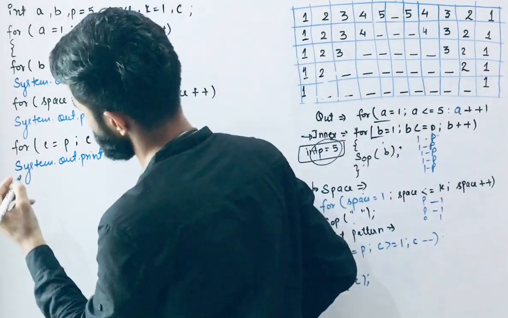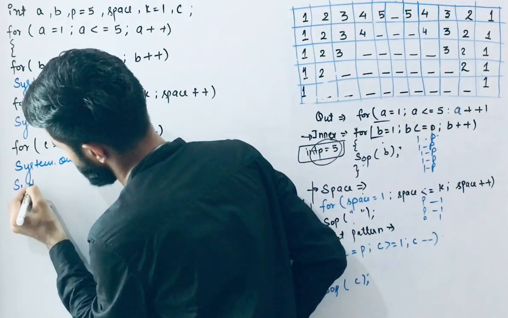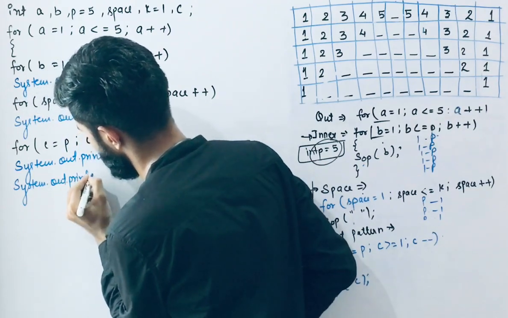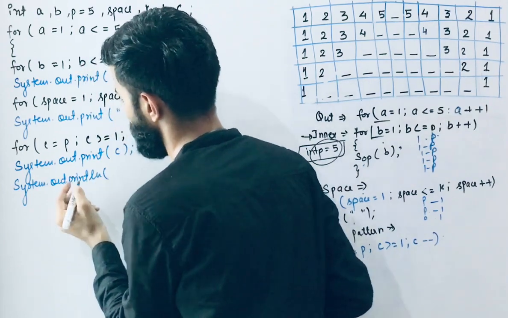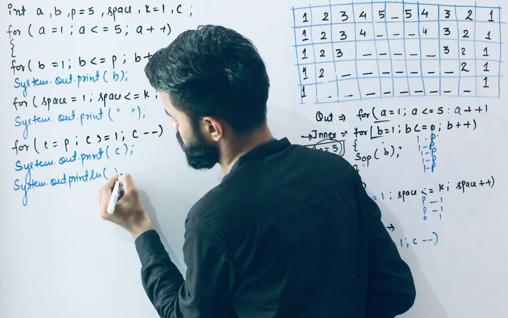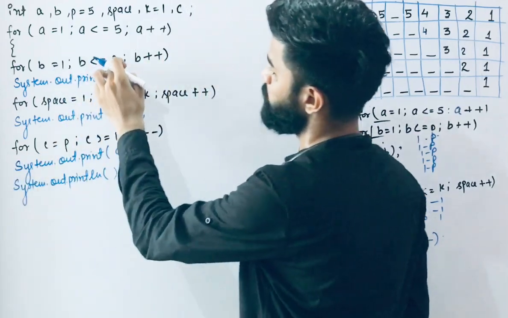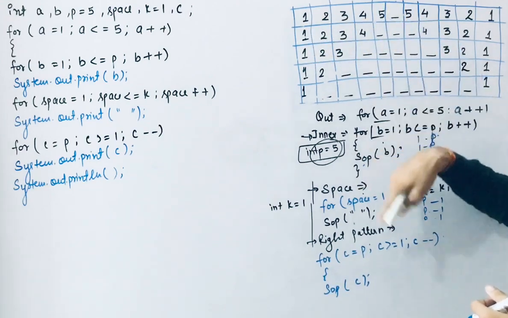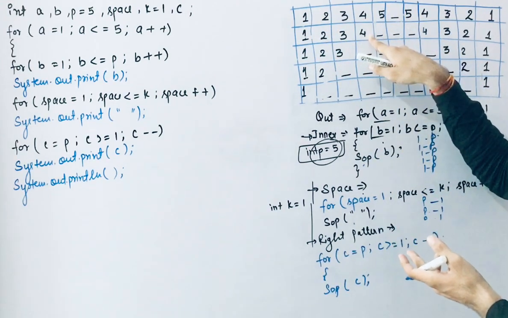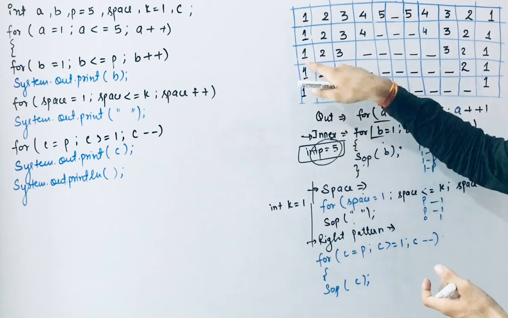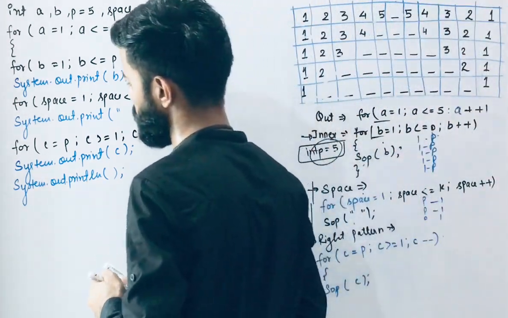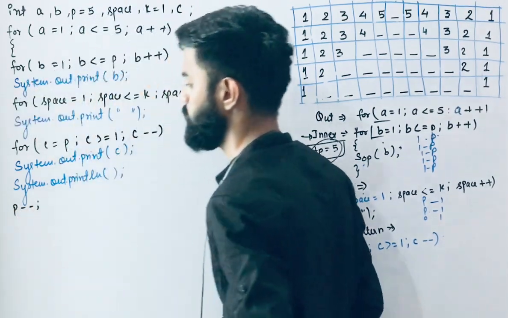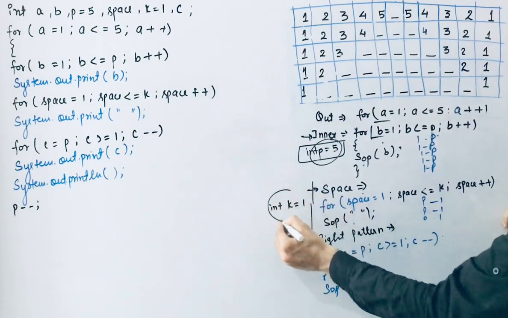Now system dot out dot println, and I'm writing nothing inside, and then p is there. P runs the first time starting from 5, so it runs 1 to 5. The second time, the value of p needs to be 4, and then 3, and then 2. So that's why I'm writing p minus minus. Okay, and then the next thing is that k equal to 1.